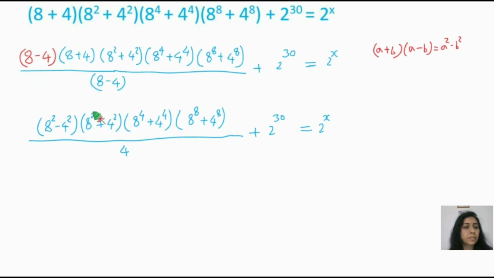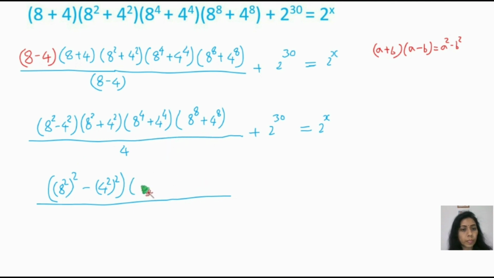Now here 8 square minus 4 square and 8 square plus 4 square, we can again apply the difference of squares formula. So this one is 8 to the power 8 square minus 4 square. This one we can write like this, and this part we can write as it is here, plus 2 to the power 30 equal 2 to the power x.